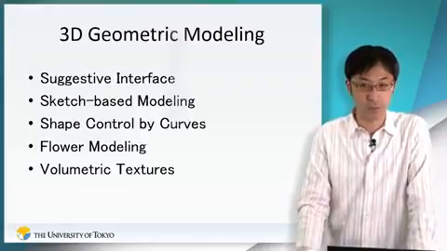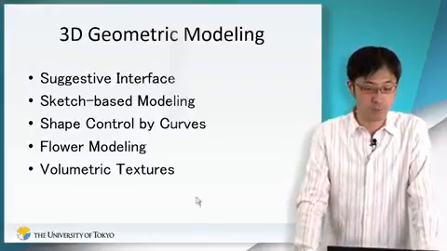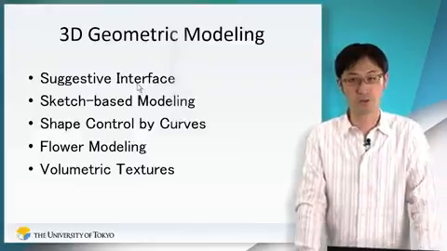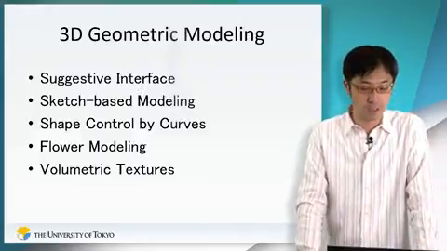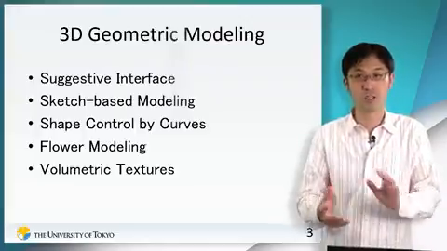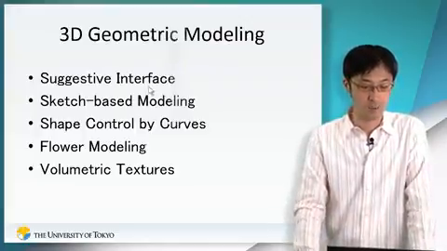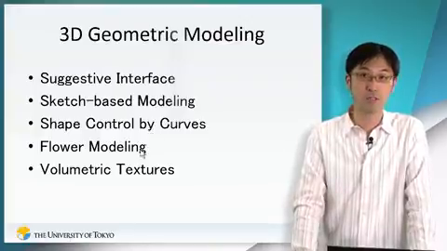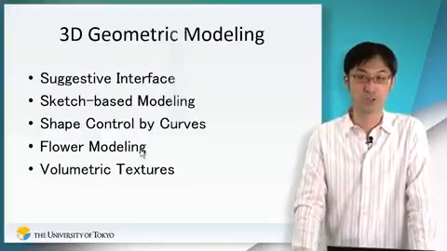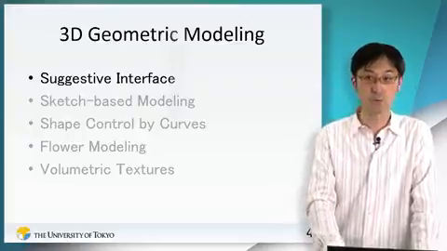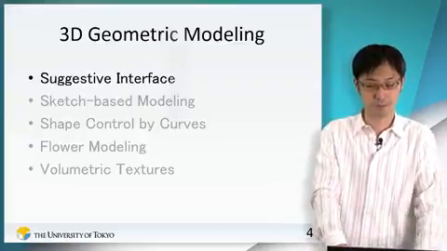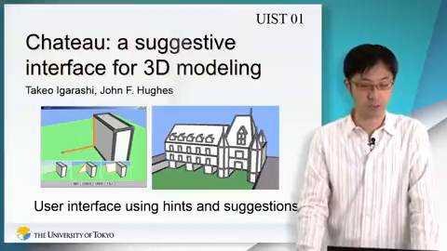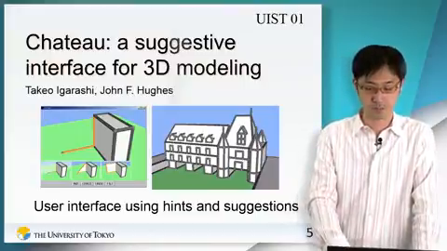And here are the topics we discuss this week. The first one is a suggestive user interface for modeling of architectural models, and then sketch-based modeling of low-tuned stuffed things. And then we discuss shape control by curves, and then flower modeling, and then volumetric texture synthesis. The first one is the suggestive interface. The work was published as Chateau, a suggestive interface for 3D modeling.